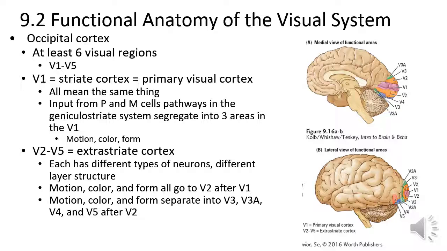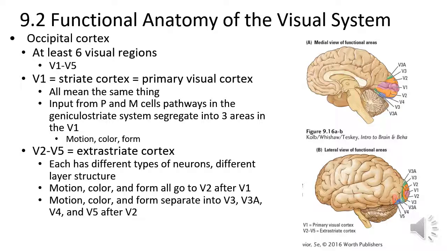Input from both M and P cells, those pathways in the geniculostriate system, segregate into 3 areas in the V1. So there are 3 separate areas within the V1 that code for motion, color, and form separately. In the V2 to the V5, which is also known as the extrastriate cortex, which means outside of the striate cortex, each of these visual regions has a different type of neuron and different layer structures, which is how they initially knew that they had different functions. Just the neurons looked different in those different areas, so they knew there were different functions.